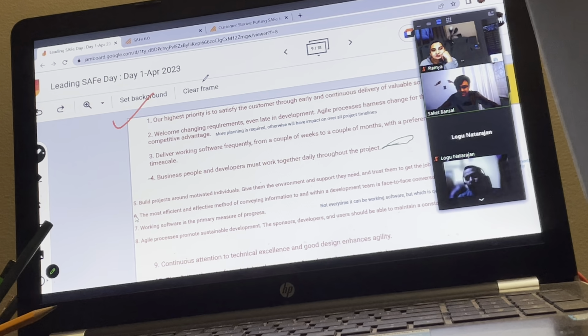Now, welcoming changing requirements. Again, agile is all about change. And it is not about meeting a defined timeline. It is all about changing to give a business benefit. We are changing because we help you make money. So the idea of agile is continuous business alignment, not focusing on a plan. We don't have a project plan in agile in general. In a SAFe world also, the same thing continues.